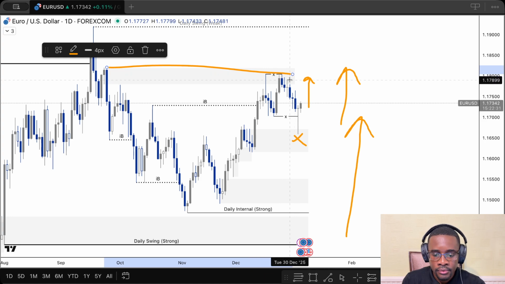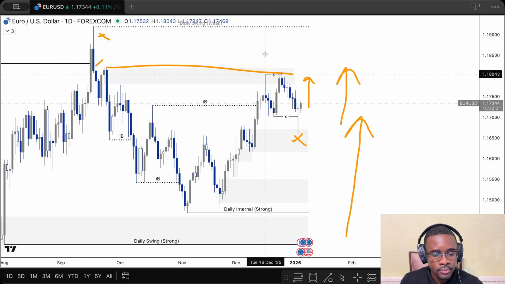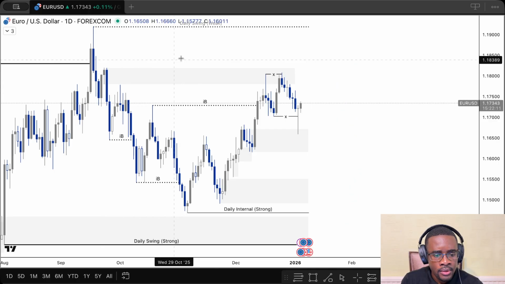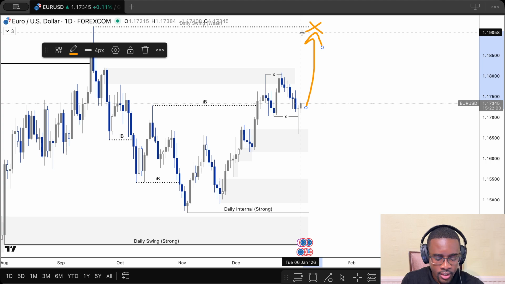take out these failure swings, and then this area technically has already been mitigated on departure. All right, this area mitigated on departure. So what that means is we have our week high. So the expectation is that price will continue to take out that week high.